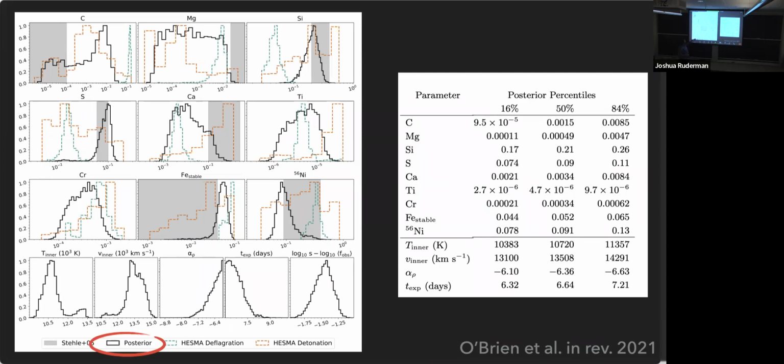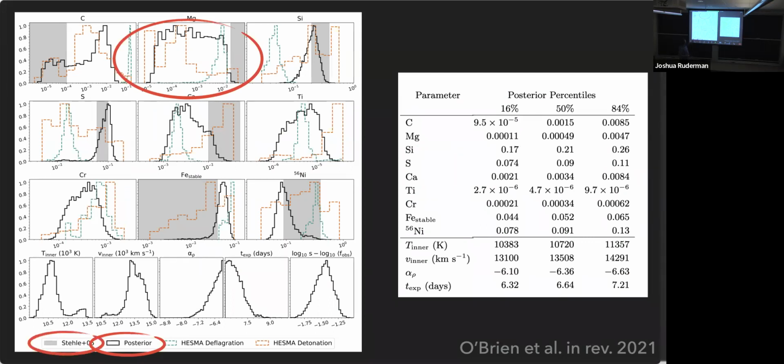And the black is our posterior. We can see, for example, that magnesium is not constrained. We can immediately see that if you do this by chi by eye, which I think this group is already convinced of, it will mislead you.